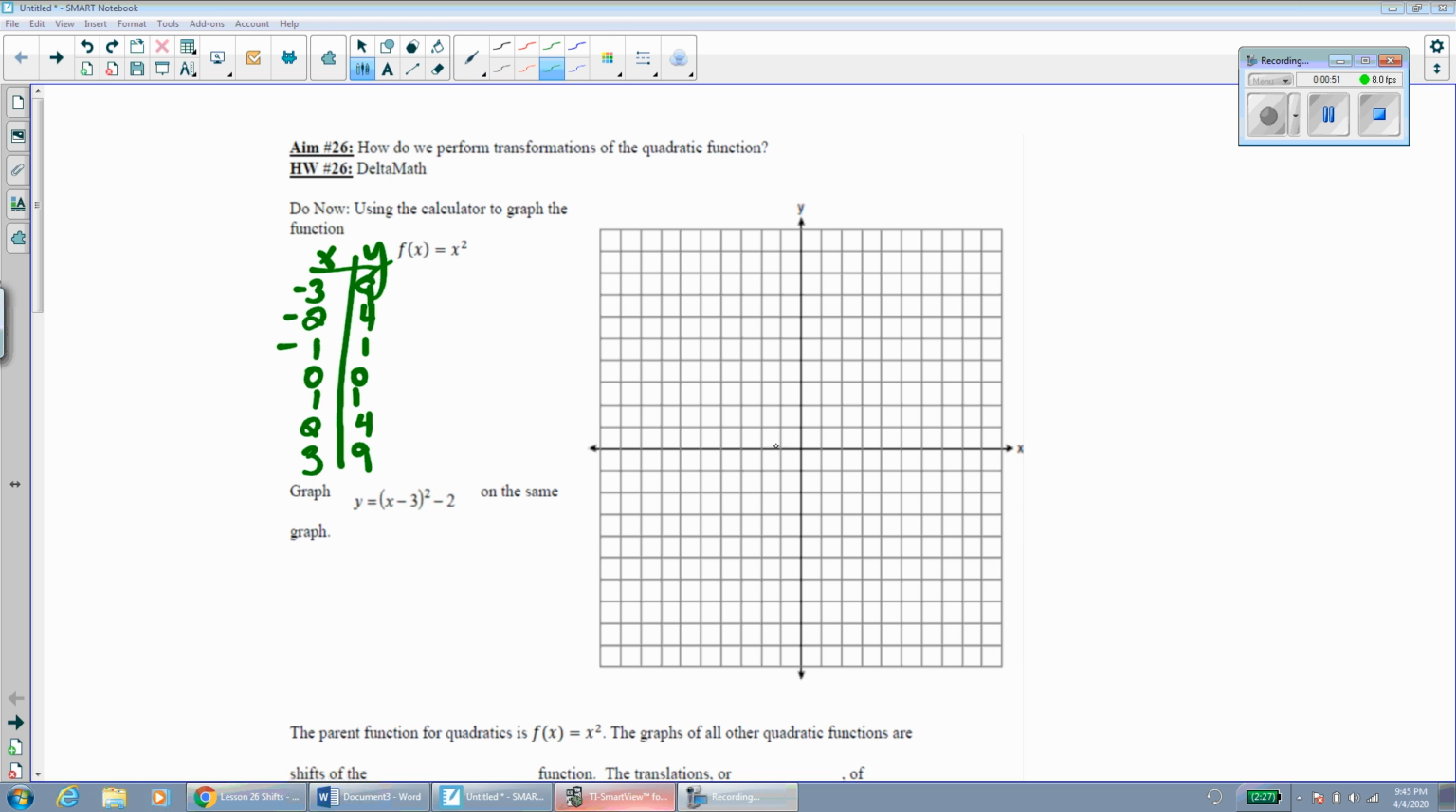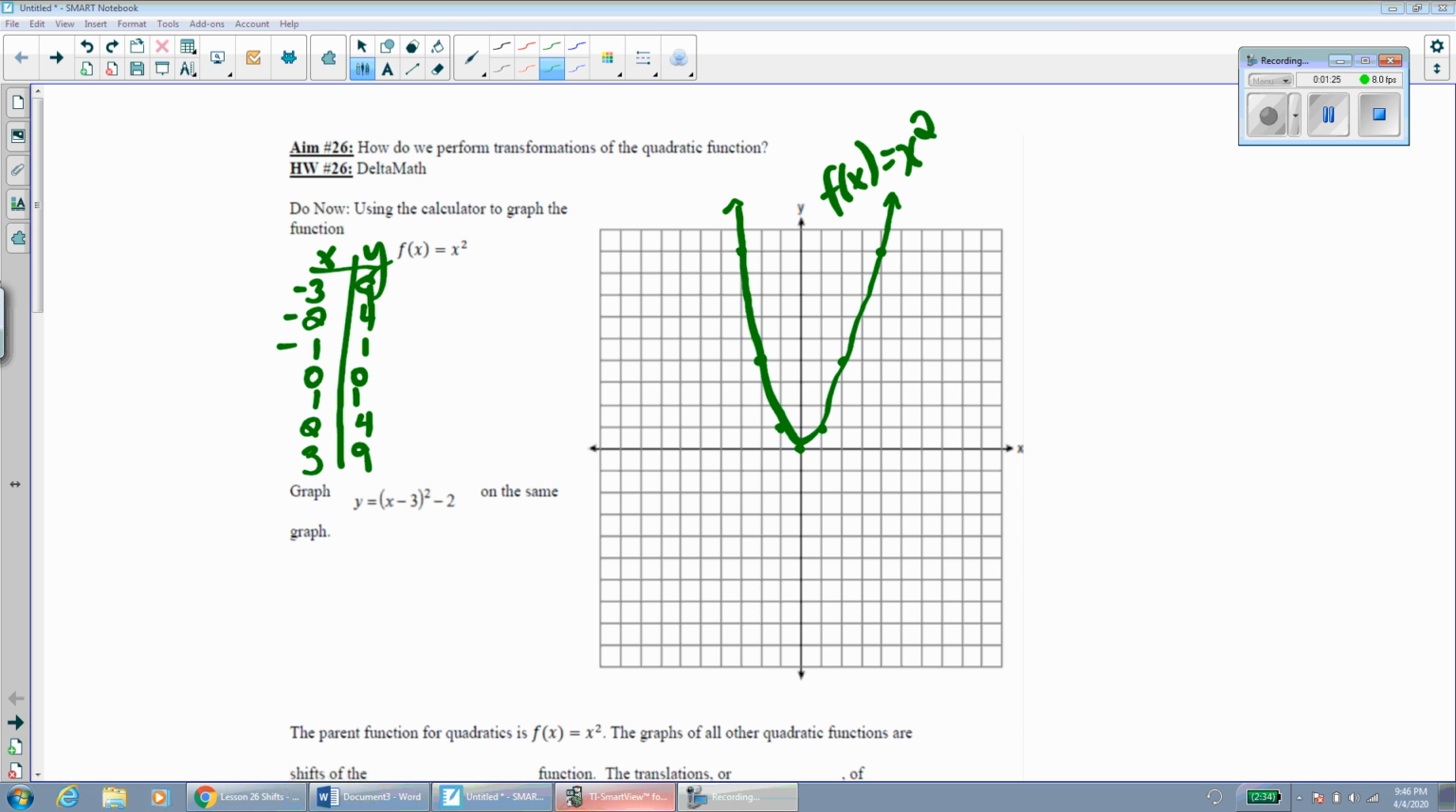So let's start with the first one, -3, 9. 1, 2, 3, 4, 5, 6, 7, 8, 9. Then I'm going to plot -2, 4: 1, 2, 3, 4. Then I'm going to plot -1, 1, 0, 0, and so on. So now after I've plotted all of my points, I'm going to connect them. I'm going to make a parabola. And I'm going to label this f of x equals x squared.